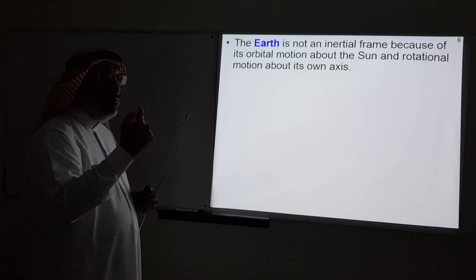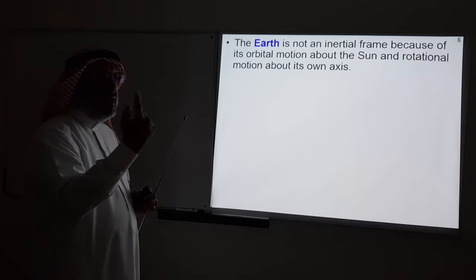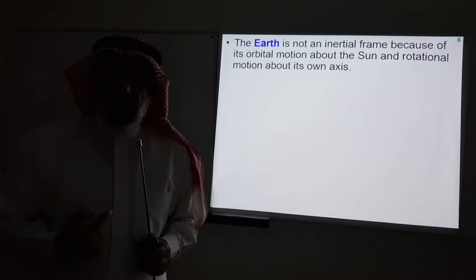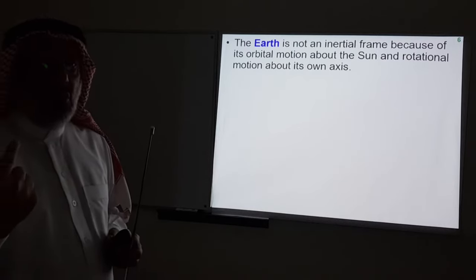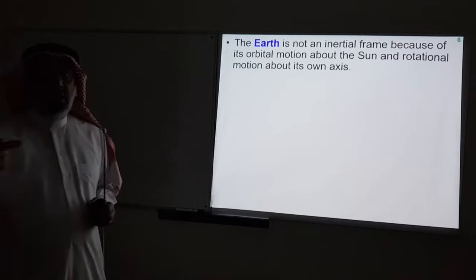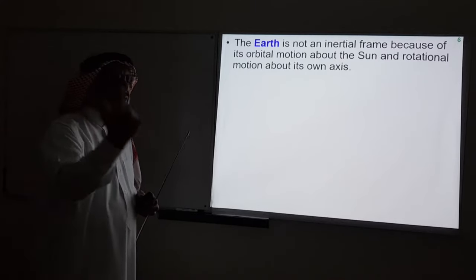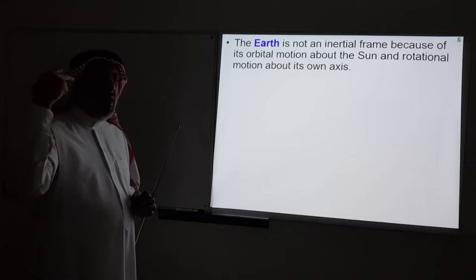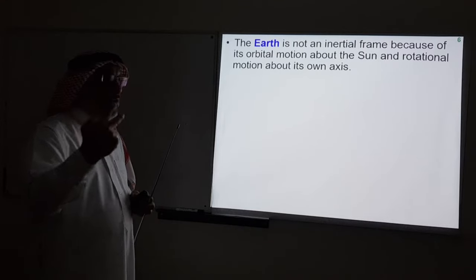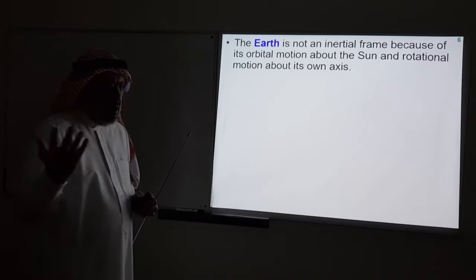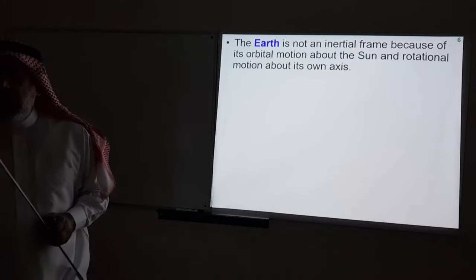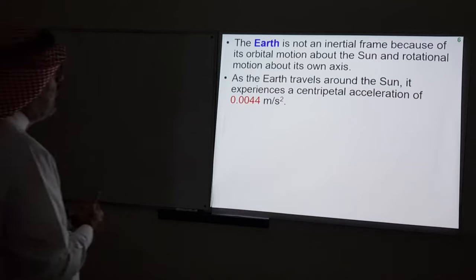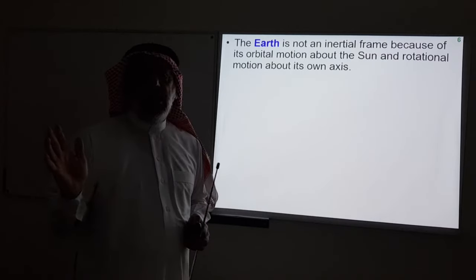Both of these two motions are circular motions. And we have seen in chapter 4 that whenever we have circular motion, we will have centripetal acceleration attached to it because of the change of velocity. So we have two circular motions, we have two accelerations, and therefore the Earth, since it is accelerating, is a non-inertial reference frame.